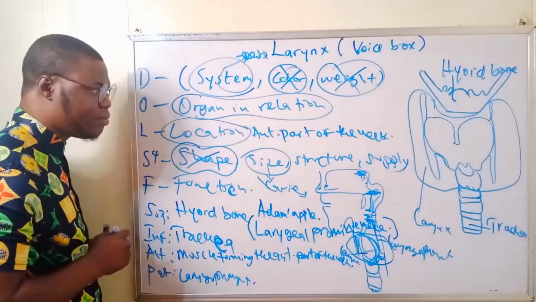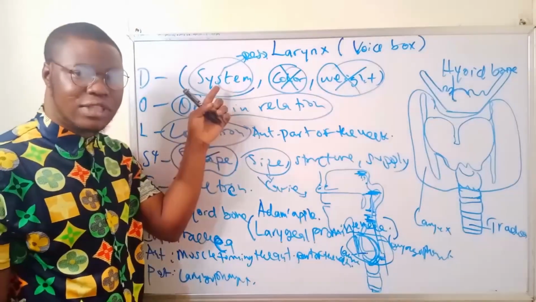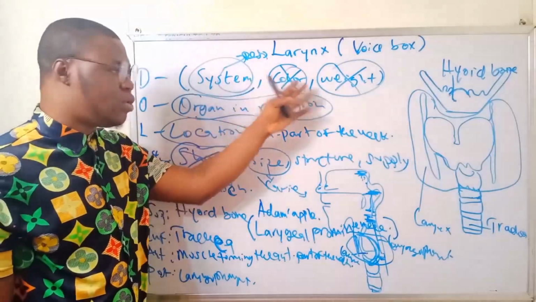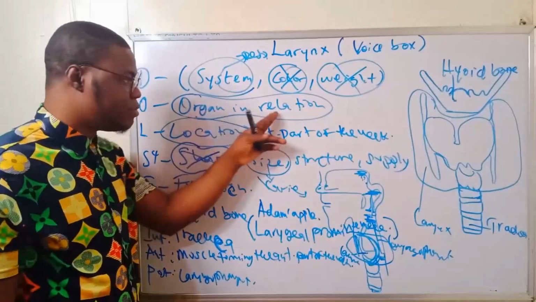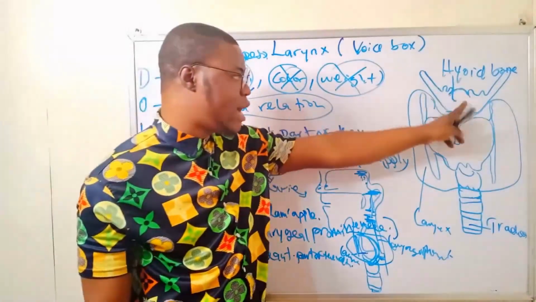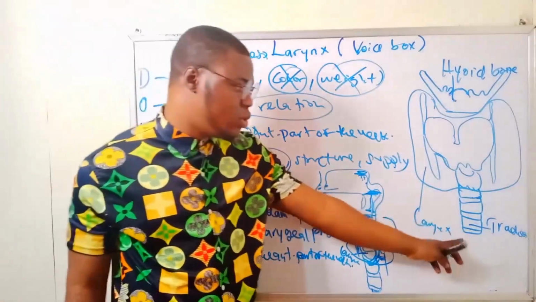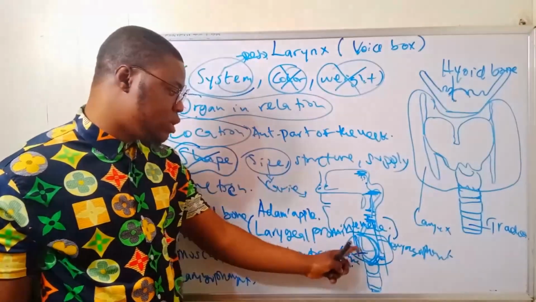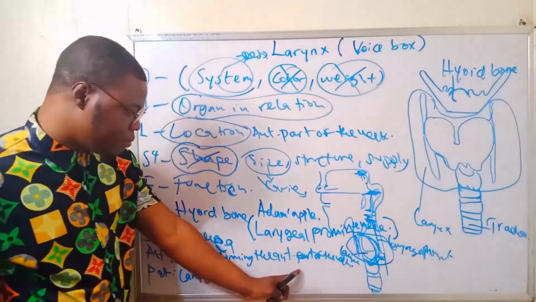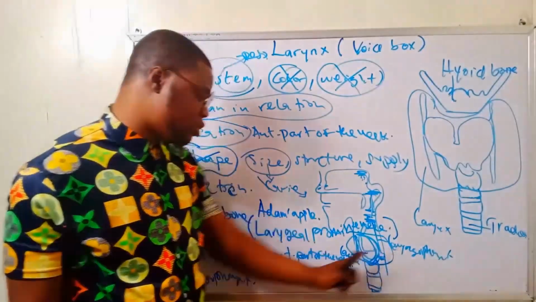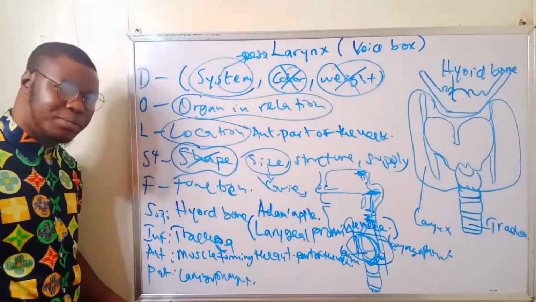So a quick recap again. We said the larynx is an organ of the respiratory system. We're not going to talk about the color nor the weight, and we talk about the organ in relation. Superiorly is the hyoid bone, and inferiorly we have the trachea below. Anteriorly, which means in front, are muscles forming the anterior part of the neck, and posteriorly is a structure called the laryngopharynx. As simple as that.